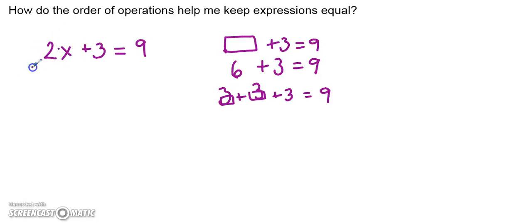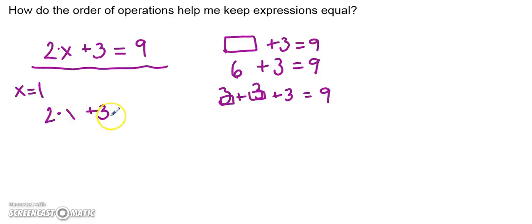The first thing I'm going to do is ask myself, what if I knew what x was? And let's pretend x is equal to 1. I know that x is not equal to 1 because we just figured out it was 3, but let's try it. I could then rewrite this side of the equation as 2 times 1 plus 3. With the order of operations, what operation would I do first? Would I multiply first or would I add first?